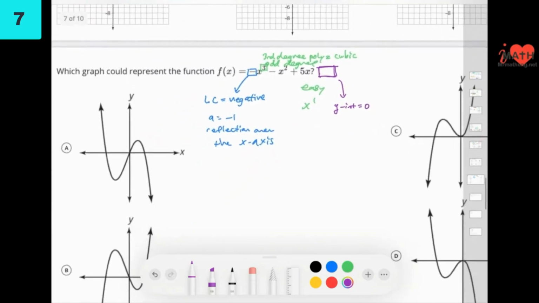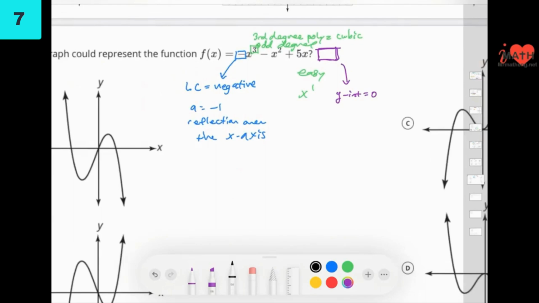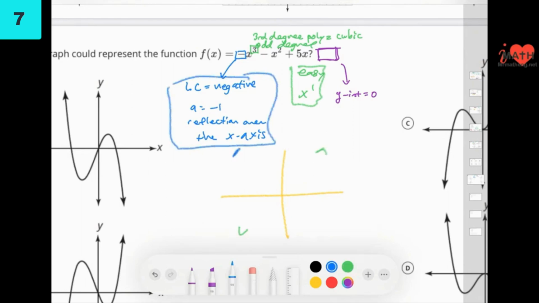Okay, so let's construct our own graph. This might be helpful. Like I said, the easiest thing we know is it usually starts down and ends up as you go left to right. But the leading coefficient here is telling me that it's switching.